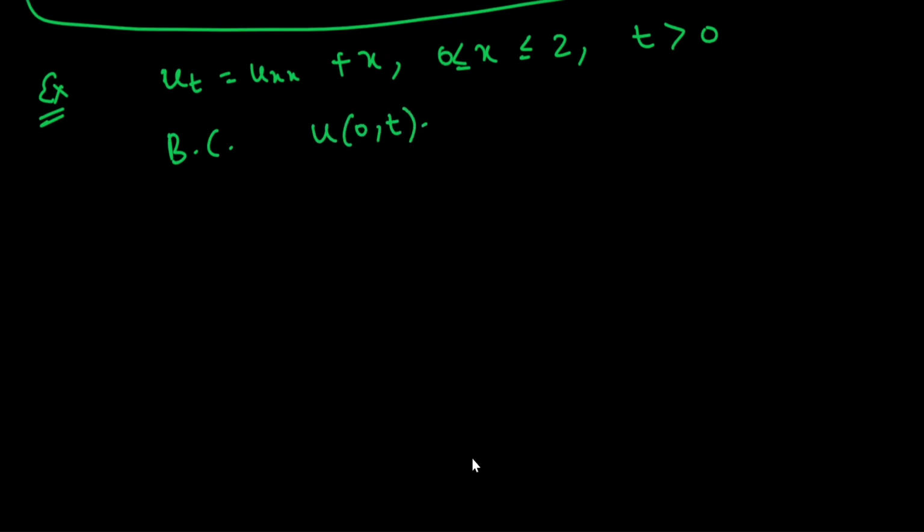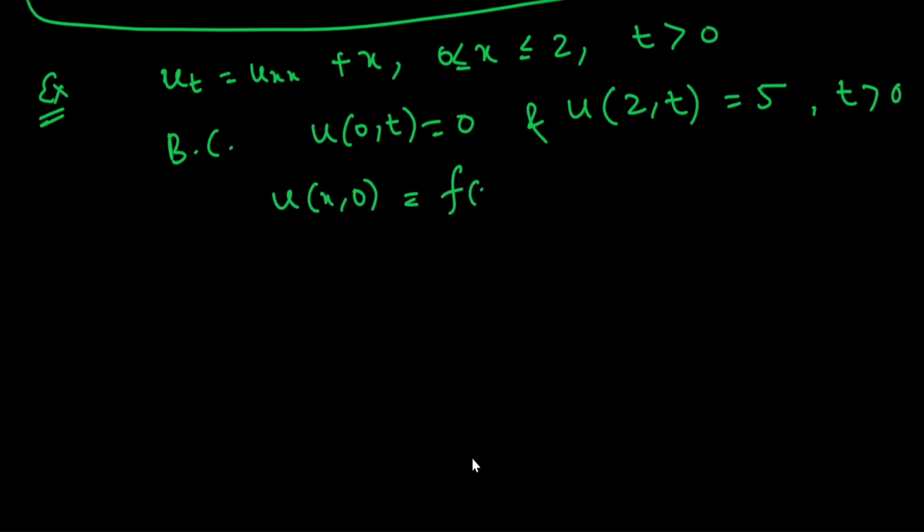Let us consider the equation u_t equal to u_xx plus x, where 0 less than or equal to x less than or equal to 2 and t greater than 0. The boundary condition is u(0,t) is equal to 0, and u(2,t) is equal to 5 for t greater than 0, and u(x,0) is equal to f(x). So this is the equation. Now we solve this equation.